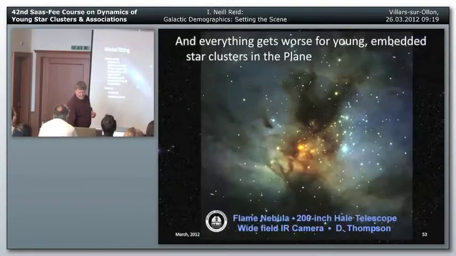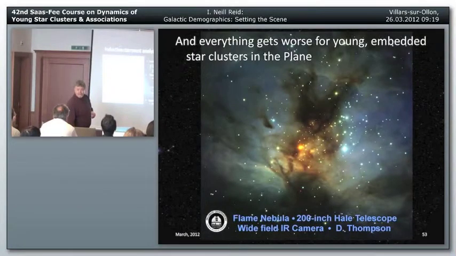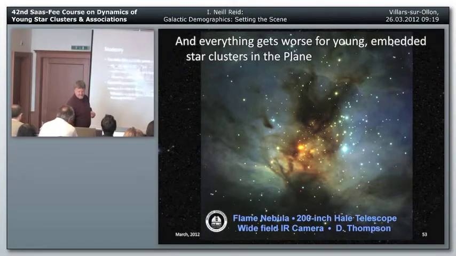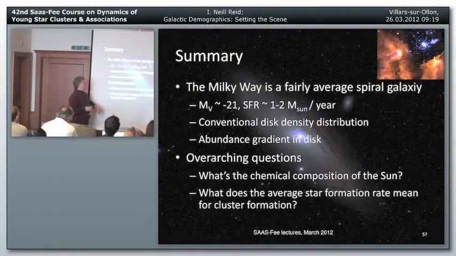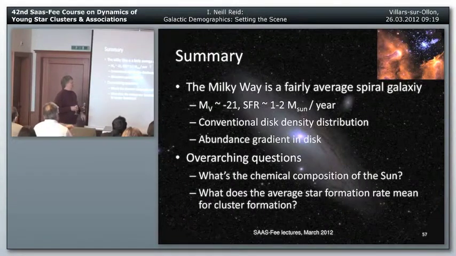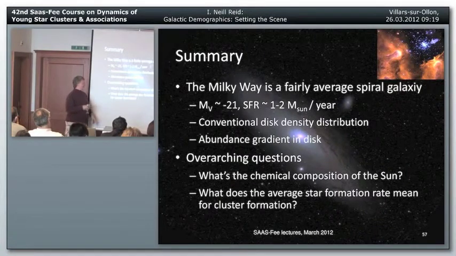Since I'm out of time, let me stop there, and I'll come back to this later. Let me just end with the summary slide. The Milky Way is an average spiral galaxy. It looks pretty conventional in just about everything. A couple of questions remain: what's the chemical composition of the sun? We'll come back to that. What's the average star formation rate? What does that mean in terms of cluster formation? I will stop there. Thank you.